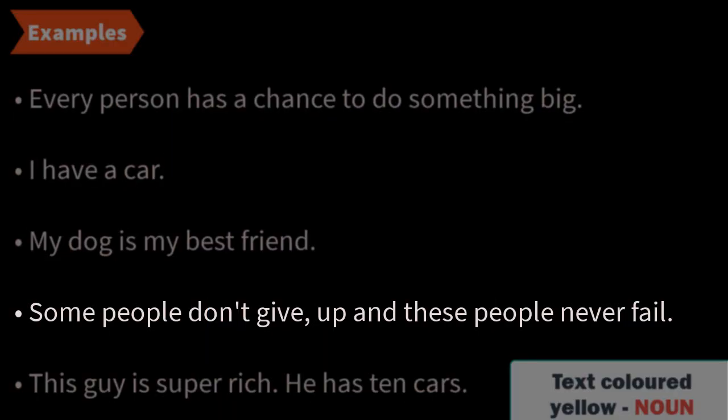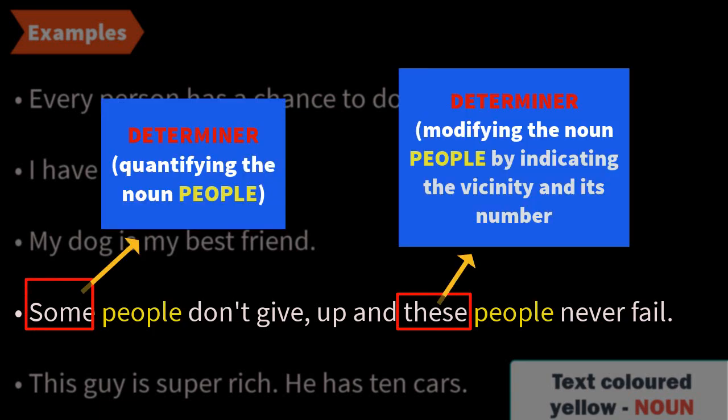Next example. Some people do not give up and these people never fail. So some here is a determiner and these also is a determiner, right? Some people, talking about the quantity of the noun people, not a specific quantity, but yeah, it's talking about some people. It's more than one, right? Not many, but some. And these is indicating a number and the location, right? These people, that means more than one, and the noun is close to the speaker, right?